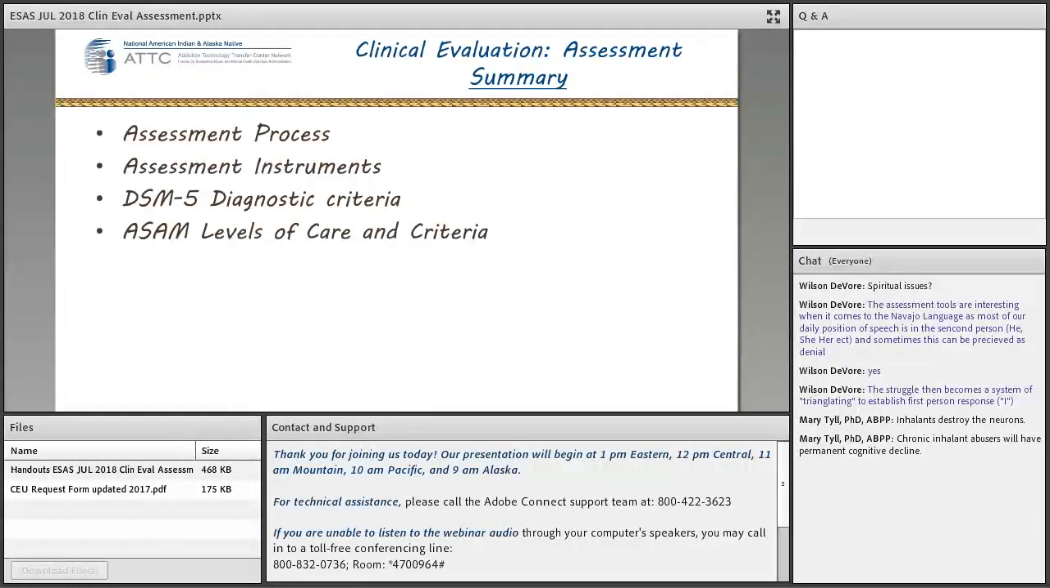So, clinical evaluation, assessment summary, looking at the assessment process. Let me see here. Okay, I think that is the end of the clinical evaluation assessment. The ASAM is kind of small right now, but I think we do have another training that gets a little more into detail with that. Those are examples to help, especially newer people working with the ASAM.